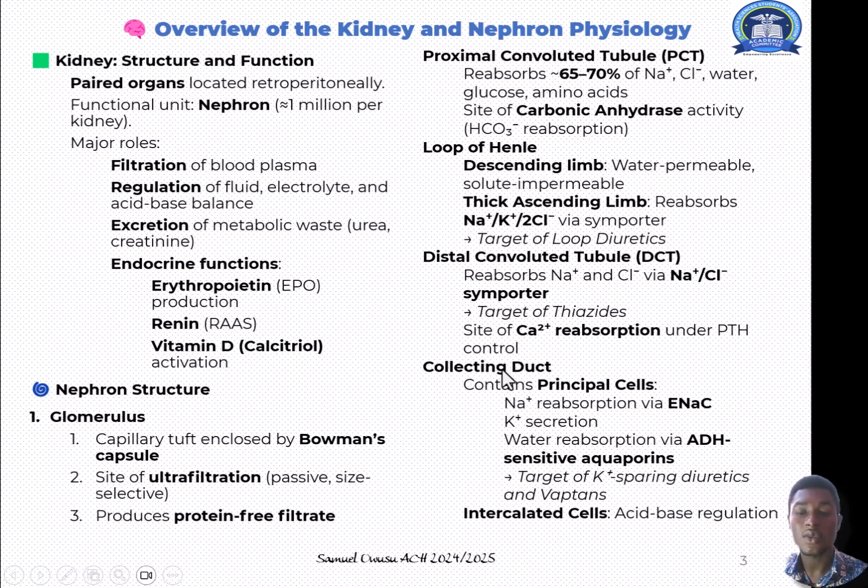The collecting duct contains two types of cells. We have the principal cells and the intercalated cells. And so that is where sodium reabsorption happens, potassium reabsorption, and then water reabsorption via ADH, the antidiuretic hormone sensitive aquaporins. So we'll look at it in detail in the next presentations.